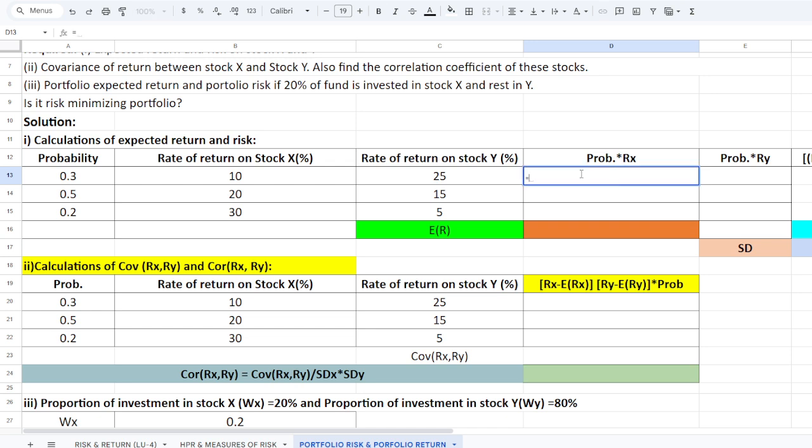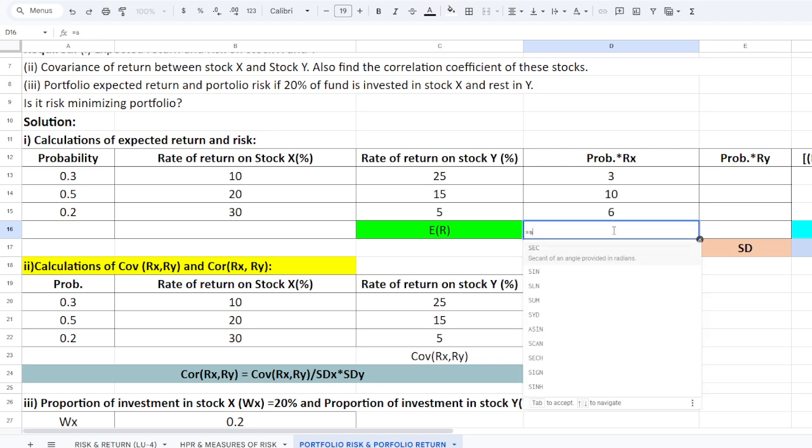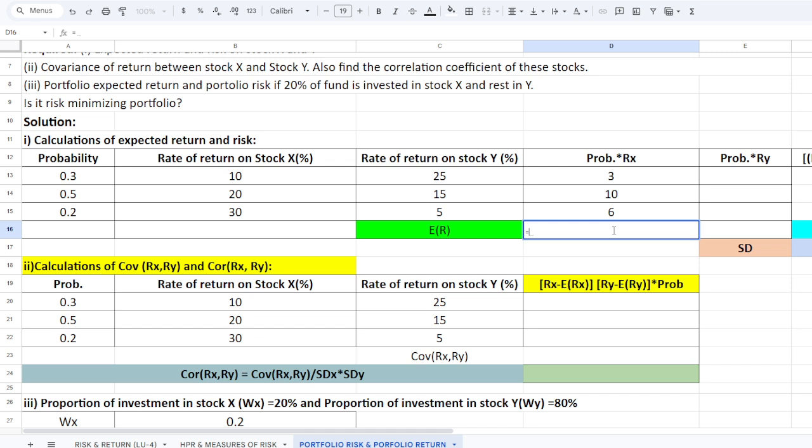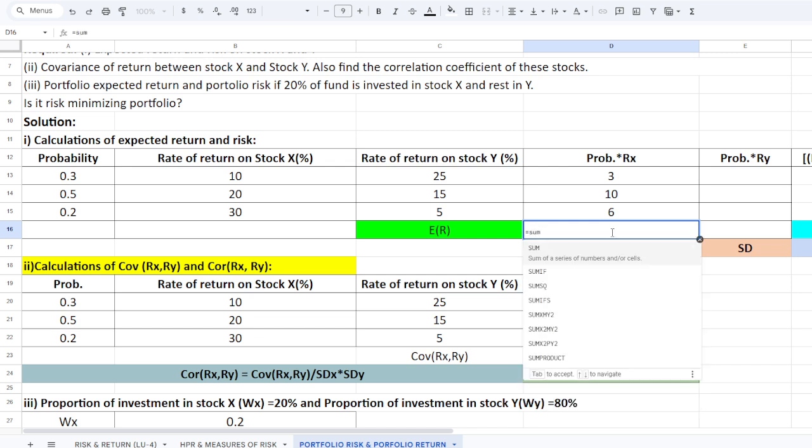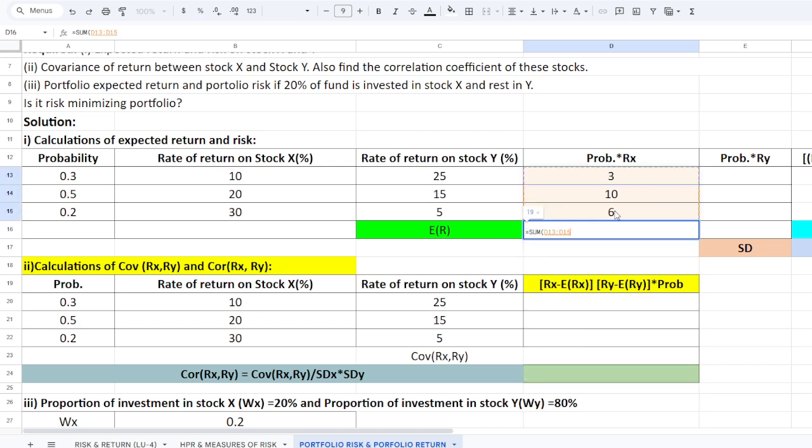Then simply you can say that it is the probability into 10%. Now, what about our total sum? We can say the sum total. The sum, simply by using Excel, is 19%.